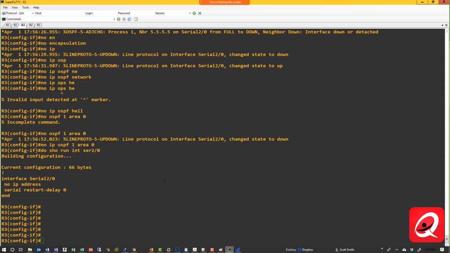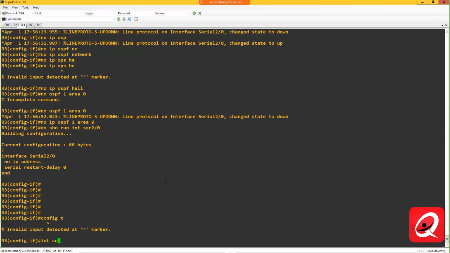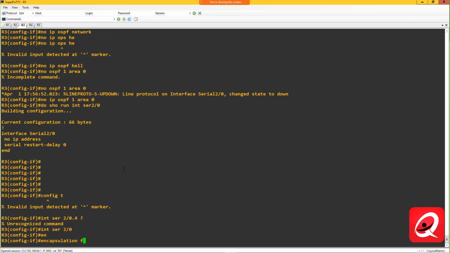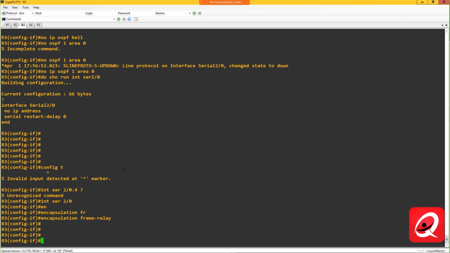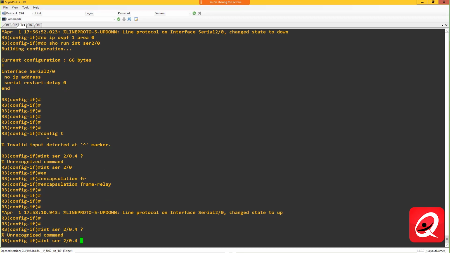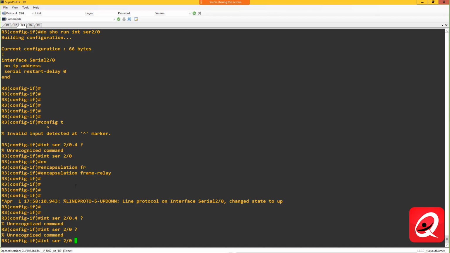So what I would have to do is go into my router, and I'd have to go interface serial 2/0, and I would have to create a sub-interface. We'll call it for router 4, .4. Actually, let me go into the main interface first. In order for me to do that, I have to do encapsulation frame relay on the primary interface. Now I can go into interface serial 2/0.4, and you'll notice that, why isn't it letting me do that?